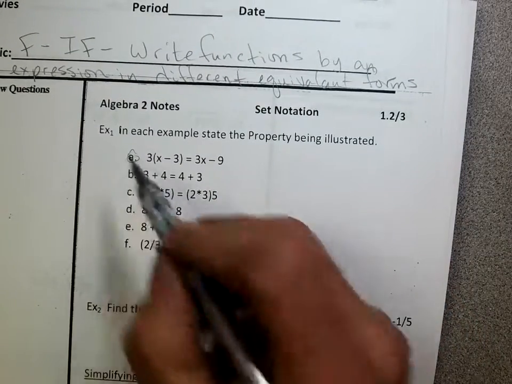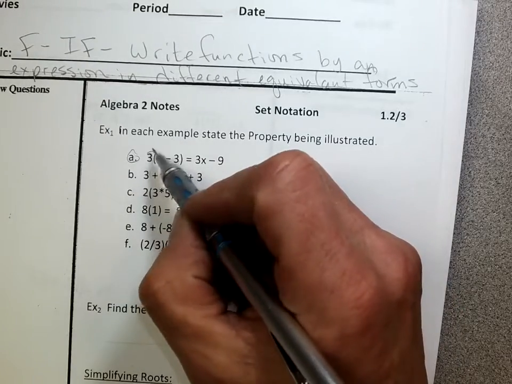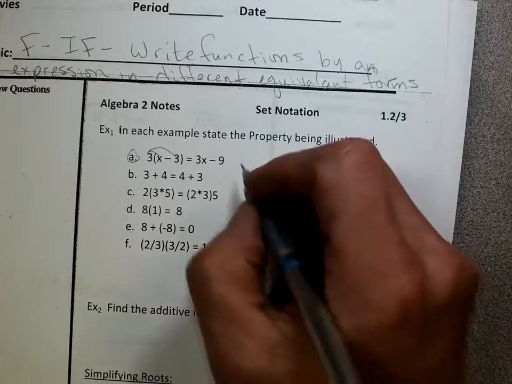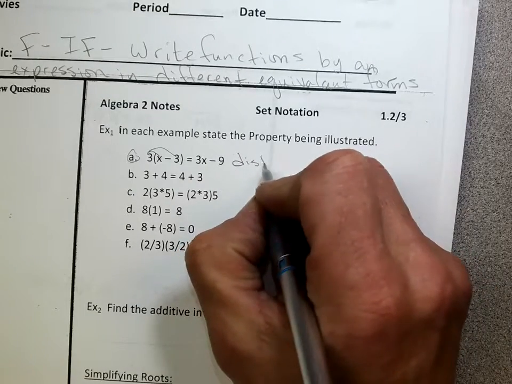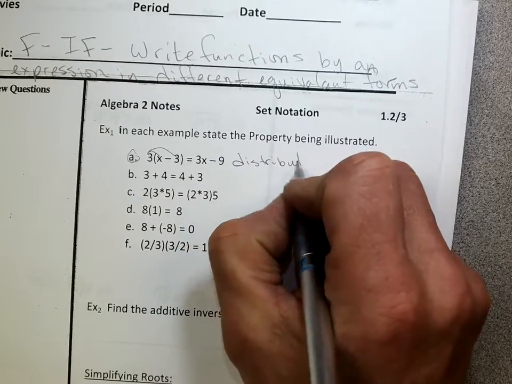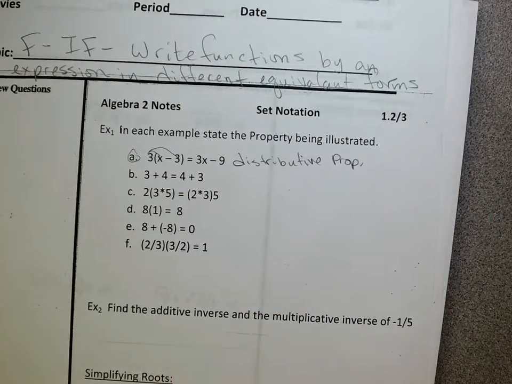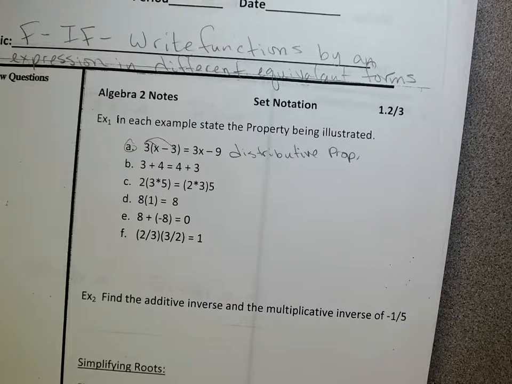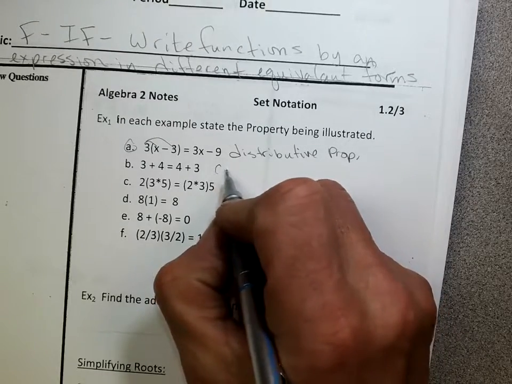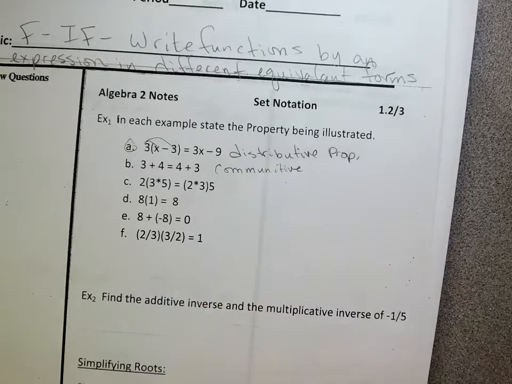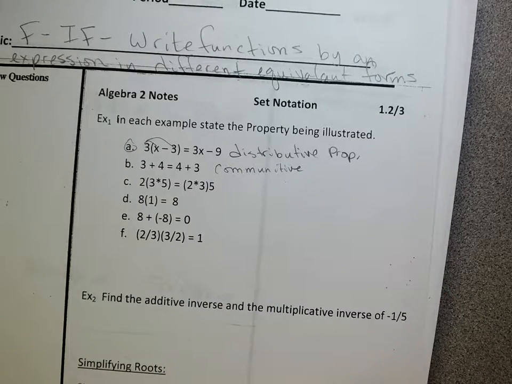So I look at A, and I kind of notice this little thing here. And that's got to be the distributive property. You guys agree? Okay. B, looks like the order changed, right? You guys remember which one that was? Commutative. Yeah, it's commutative. If the order changes, it's commutative, all right?